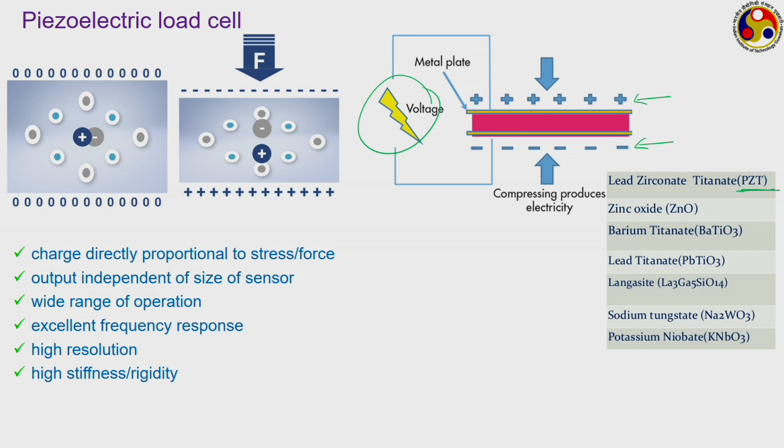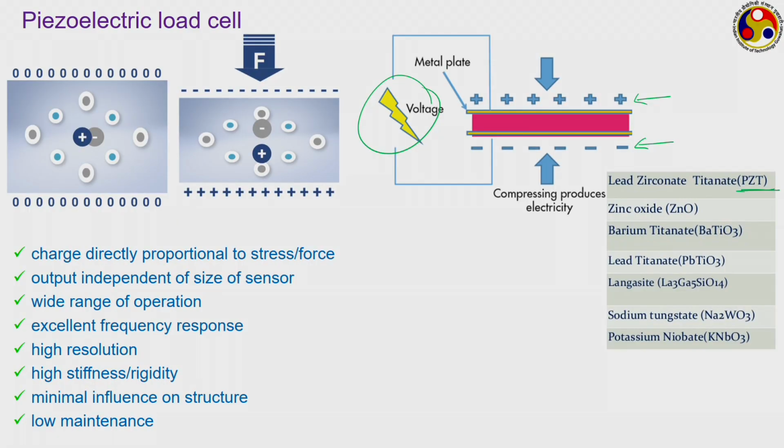Again, another quality very much desirable for dynamic measurement, because as the force keeps on changing with time, the cell is able to adjust immediately and provide the corresponding output. And minimal influence on the structure: because of their small size and high stiffness, they hardly affect the surface on which we are putting them. Their maintenance costs are quite low. So, all these are very much advantageous features.